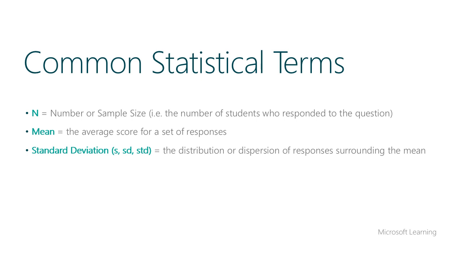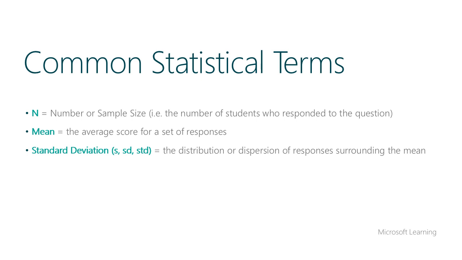Standard deviation, which is abbreviated as typically S, SD, or STD sometimes, is the distribution or dispersion of responses around the mean. Now, the standard deviation is useful in showing how consistent student responses were for any given question. A large standard deviation indicates disagreement among students. A small one indicates agreement or similarity among student responses.